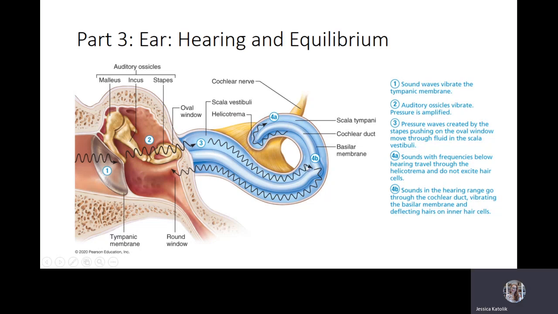But what will happen more often is that the pressure wave will actually cause the cochlear duct to vibrate along with it, and it will cause the cochlear duct and the structures inside to flex. And this will actually help stimulate the hair cells within the cochlear duct. So let's go into the cochlear duct and look at what's happening in more detail.